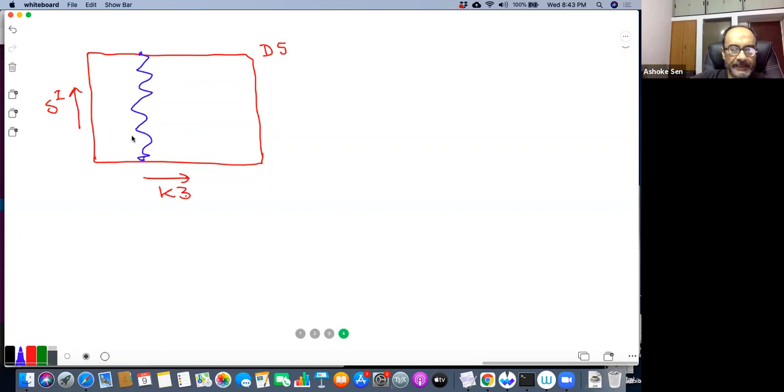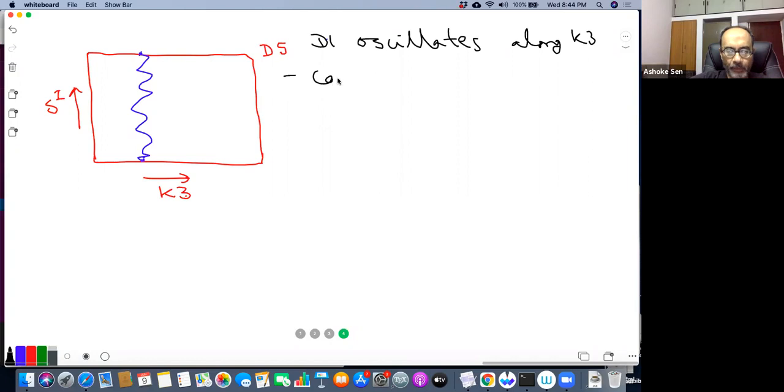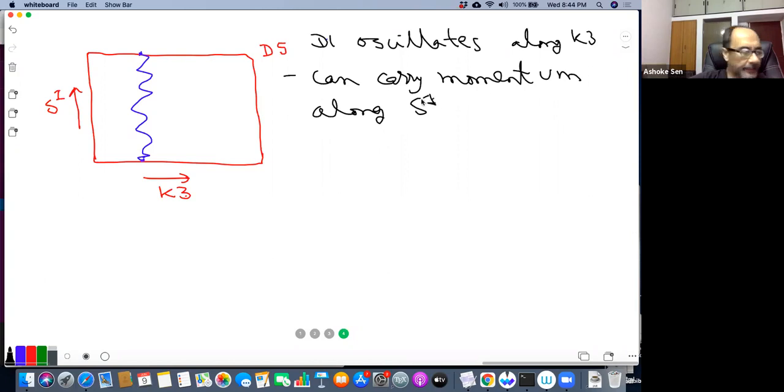So you see that this D1 vibrates basically along the K3. There is oscillation along K3, so D1 oscillates along K3. And these oscillations can carry momentum along S1, of course, and that's what we want to count. Now, how many such states are there?